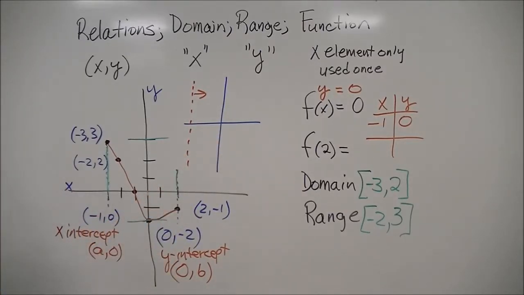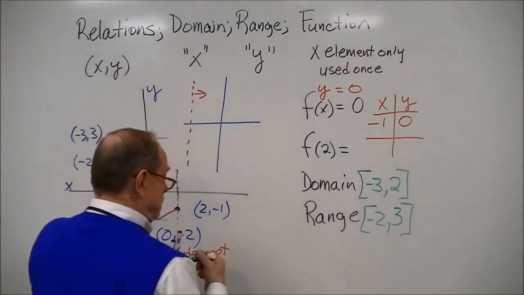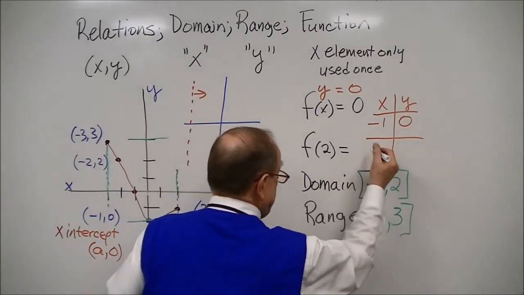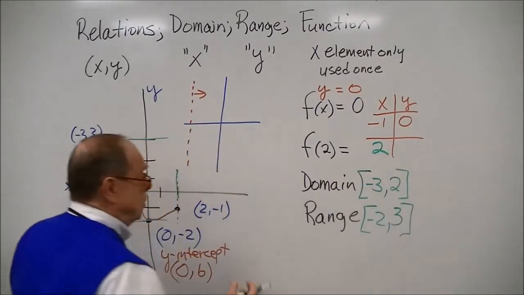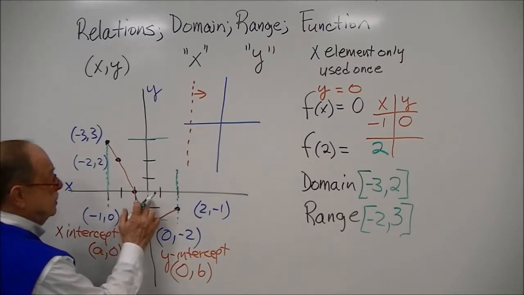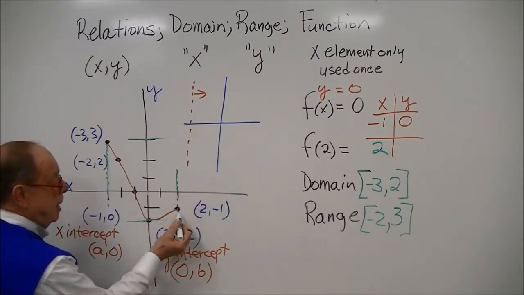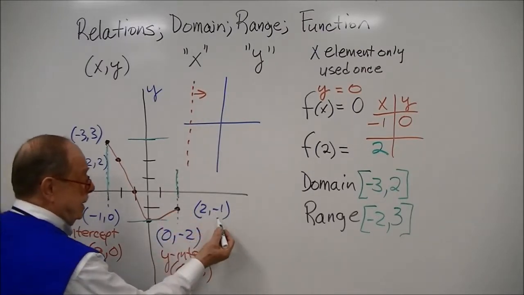Now, in this case, they're asking us if x is 2, what will our y value be? Well, we go here to where x is 2, right there. Our y value is -1.